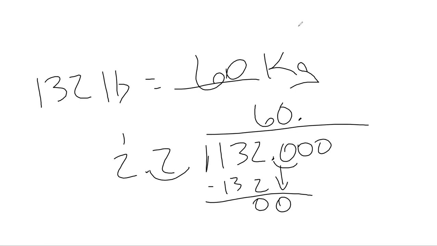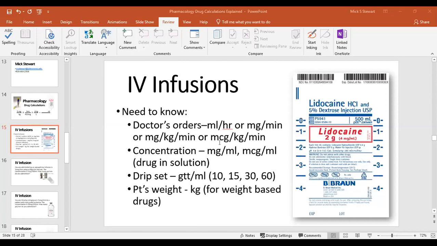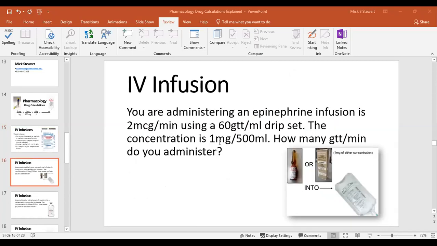Again, you're going to want to do this calculation on the front end generally when you're setting up any kind of weight-based drug. All right. So let's take a look at the first problem to solve. We're going to be doing epinephrine to start with.